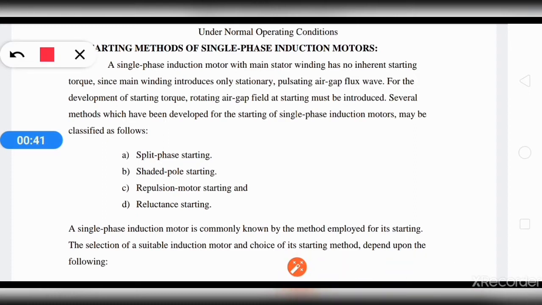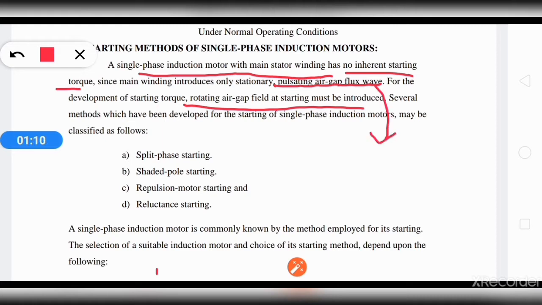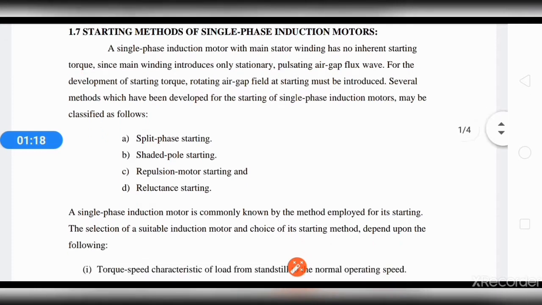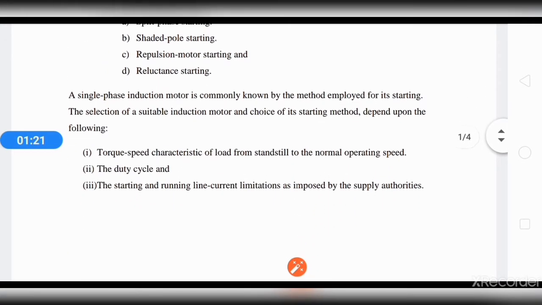We all know that single phase induction motor with main stator winding has no inherent starting torque due to pulsating air gap flux. So depending on the starting torque, a rotating air gap field at the starting must be introduced. So these starting methods do nothing but convert this pulsating magnetic field or pulsating air gap flux into rotating air gap flux so that the rotor can start rotating.